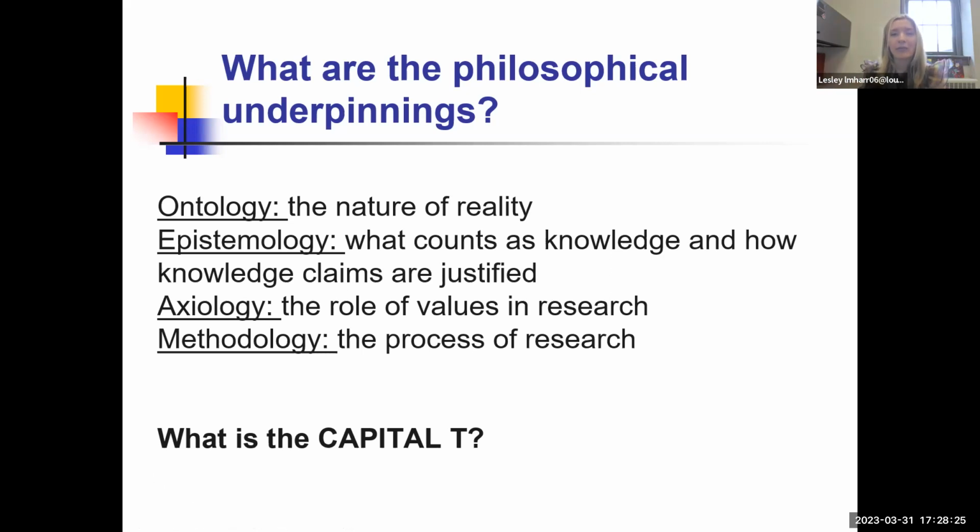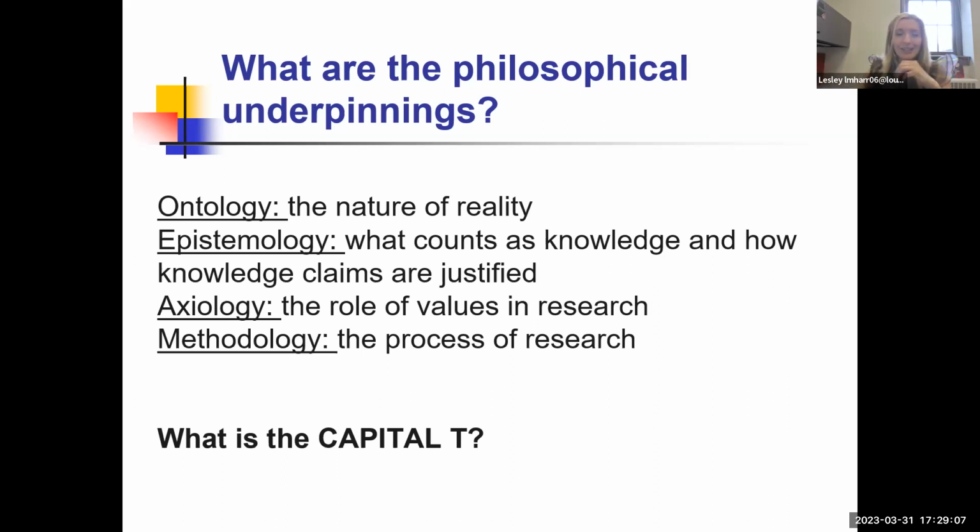So what am I talking about when I refer to the philosophical underpinnings? Really, in the philosophy of science, we think about this on 4 levels. So we think about the ontology: what is the nature of reality? Epistemology, which is really the philosophy of science: what counts as knowledge, and how are knowledge claims justified? Those first 2 really get at what is truth with a capital T. Third is axiology. So what is the role of values in research and the values related to the researcher? And lastly, methodology, which is actually the process of research.